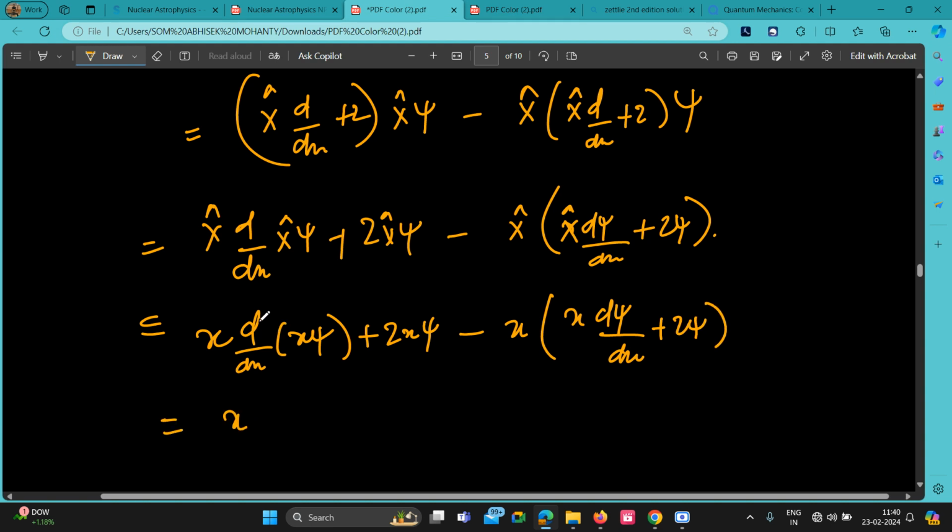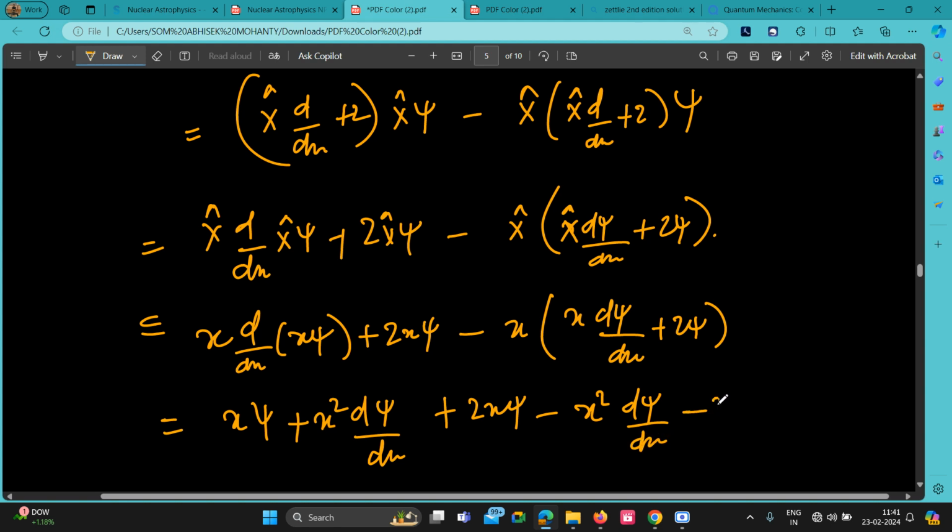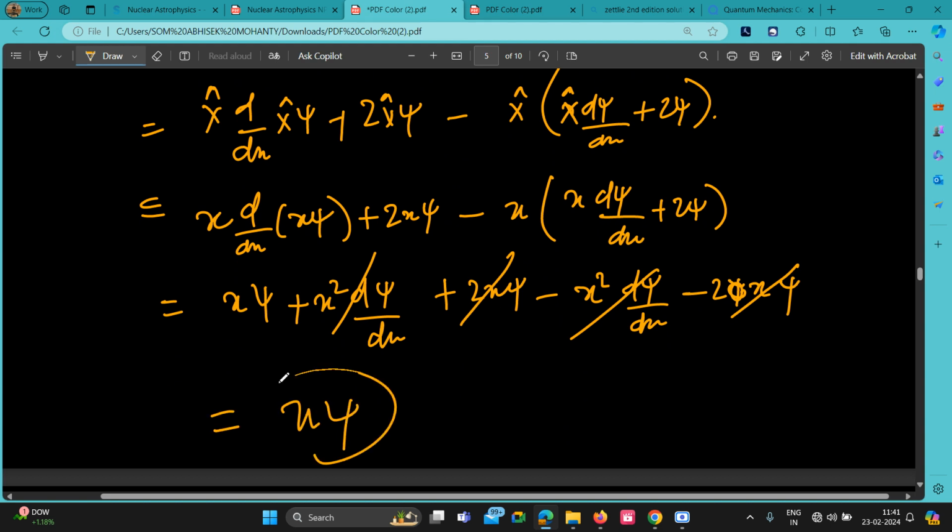So this is your what? x, this derivative is psi plus x into x d psi by dx plus 2x psi minus x square d psi by dx minus 2 psi x. If you see, 2x psi, 2x psi, the same. So these two are cancelled. So what is the answer? x. Okay. So if you see, the answer is what? Ax is equal to x. I can write ax is equal to x.